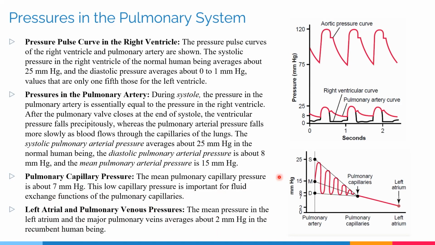And in this particular diagram, we can see that while in the pulmonary artery there is a pulsatile nature of blood pressure, by the time the blood reaches the pulmonary capillaries, the pulsatile nature has almost dropped out, and we get a linear decrease in blood pressure as the blood travels via the pulmonary capillaries to the left atrium.